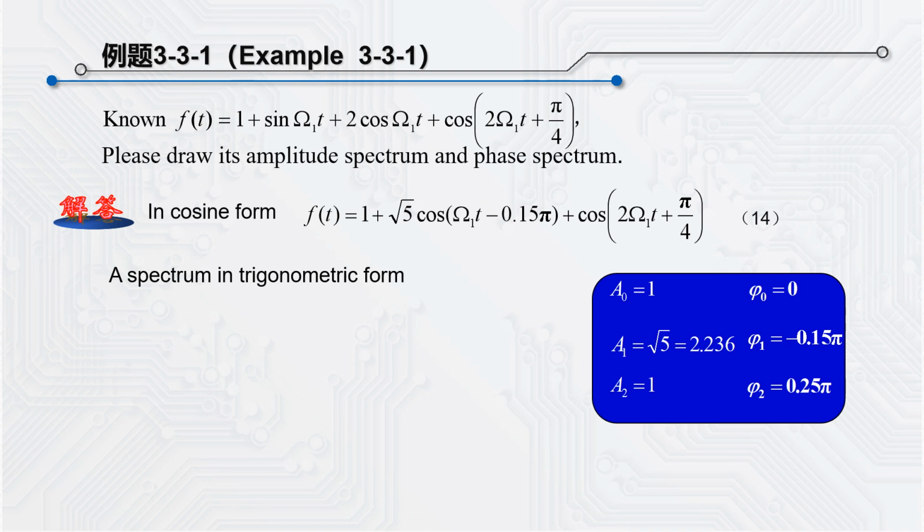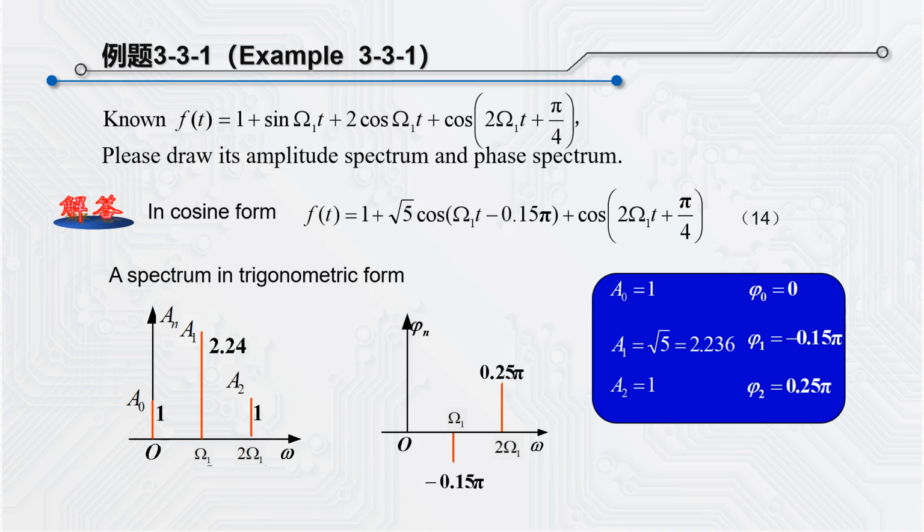First, in order to draw their spectra in trigonometric form, we first convert f(t) to cosine form. We can get formula 14. Combine 1 and cosine to get the middle item. Cosine (2ω1t plus π/4) is still retained in formula 14. Then we can get the coefficients of their spectra in trigonometric form: A0, A1, A2, φ0, φ1, φ2. In this way, you can get a spectrum in the form of a trigonometric function.